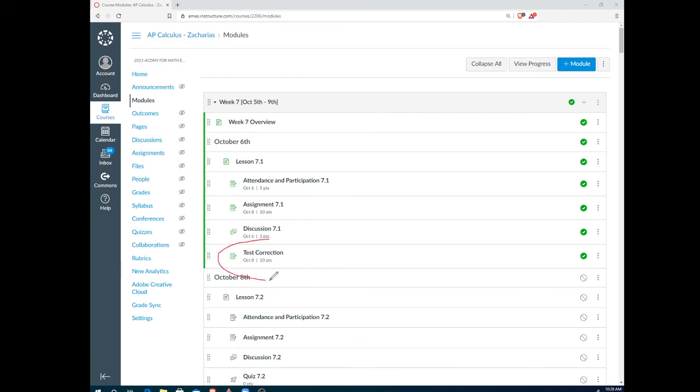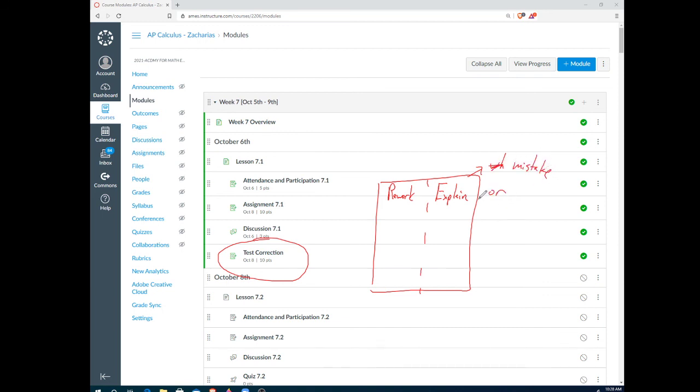Instead of a quiz, you have test corrections. And for the test corrections, what I want you to do is get a piece of paper. I want you to fold it in half. I want you to rework completely. I want to see every step on the left, and I want you to explain on the right. And you can explain the mistake, or explain the rework in words if you don't remember the mistake.